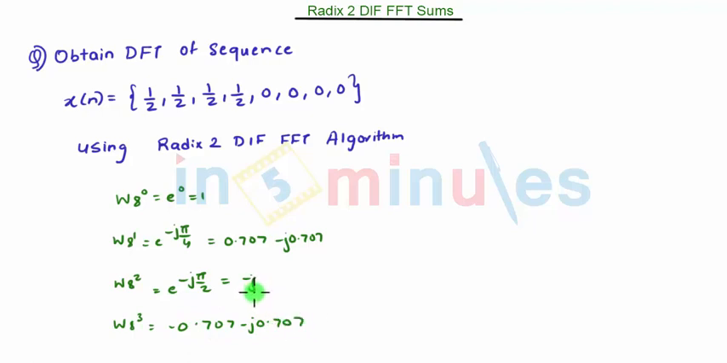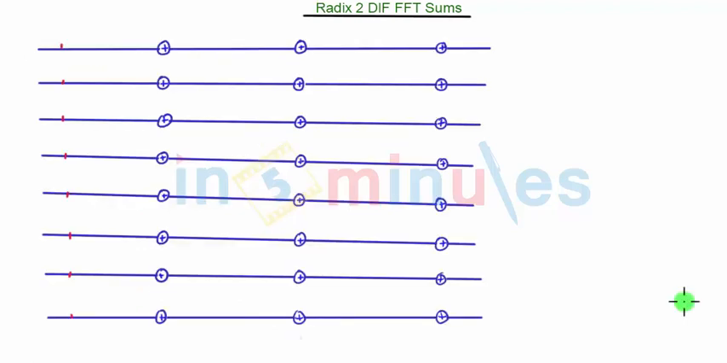Now we will go by the output of the stages. We'll have three stages of decimation here. Now let us see the output of the first stage, but first let us have a look at the flow graph. So now we will draw the first stage, but first we will write down the inputs. The inputs will be in normal order, that will be x of 0, x of 1, x of 2, x of 3, x of 4, x of 5, x of 6, and finally x of 7.